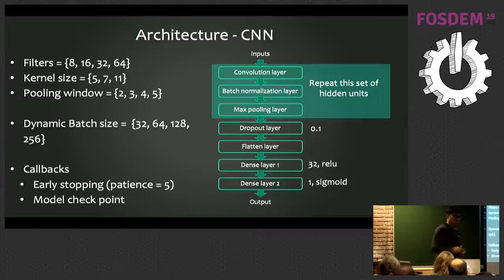For regularization, we use early stopping with patience 5 so that we don't overfit, and model checkpoint along with that. And some other configuration you can see here: the dropout layer has a 0.1 dropout, and the dense layer output is 32 with the ReLU activation, and so on and so forth.